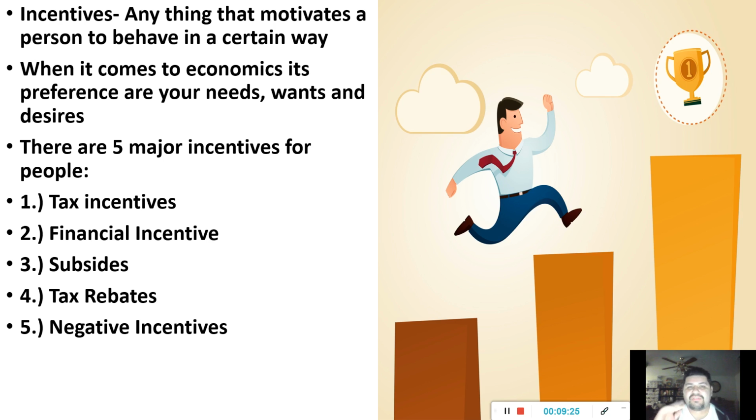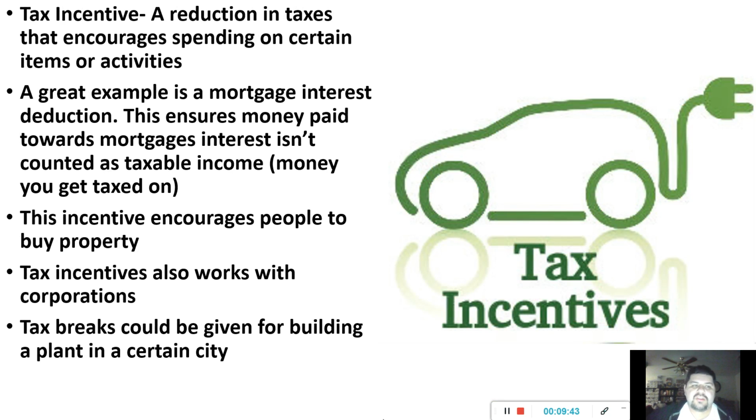Now, in economics, there's 5 different types of incentives: tax incentives, financial incentives, subsidies, which we talked about last week, tax rebates, and negative incentives. We'll be getting to that one later on, and some of you guys may have experienced that without even knowing it. So, tax incentives, this is basically a reduction in taxes that encourage spending on certain items or activities.